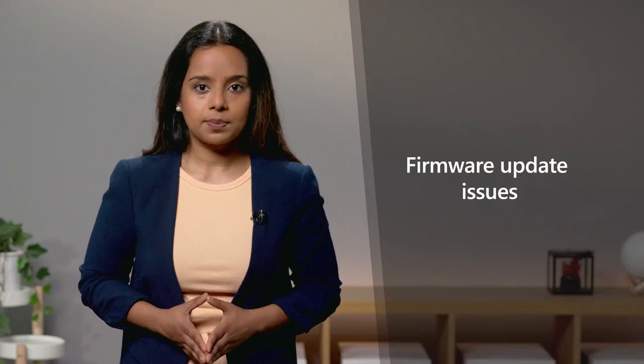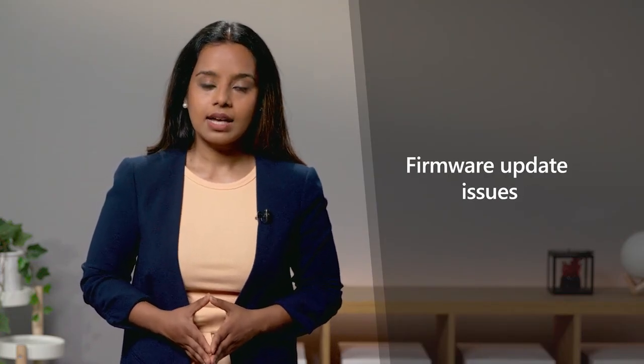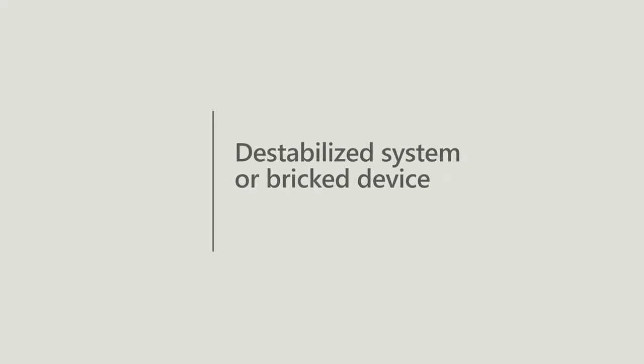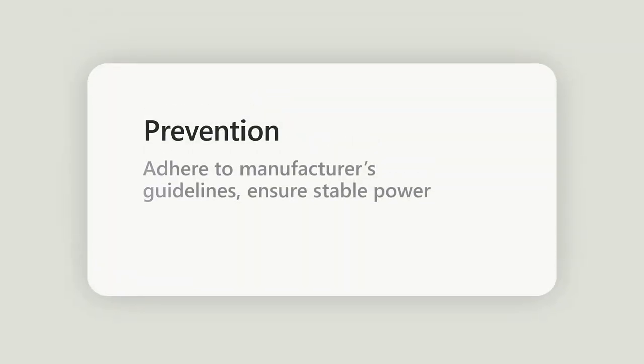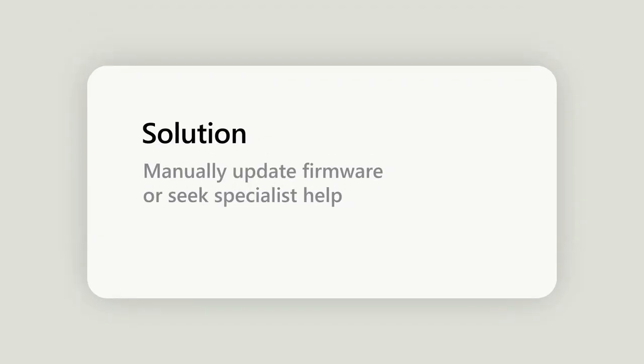Fourth are firmware update issues. Updates enhance system performance, fix bugs, and introduce new features. However, incorrect or interrupted updates can destabilize the system or worse, break the device, rendering it unusable. To prevent problems, it is crucial to adhere carefully to the manufacturer's update guidelines and ensure stable power during the update process. If an update fails, recovery often requires manually updating the firmware again or seeking help from a specialist.